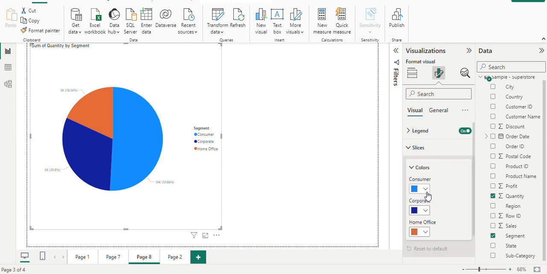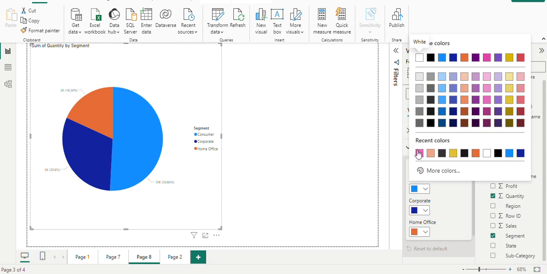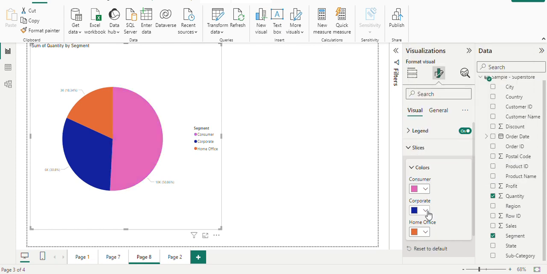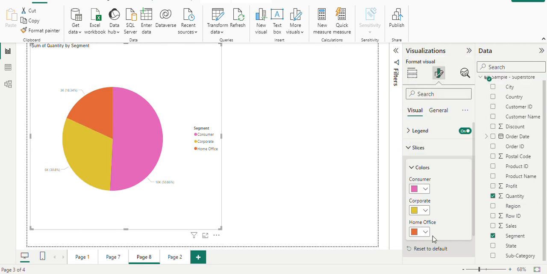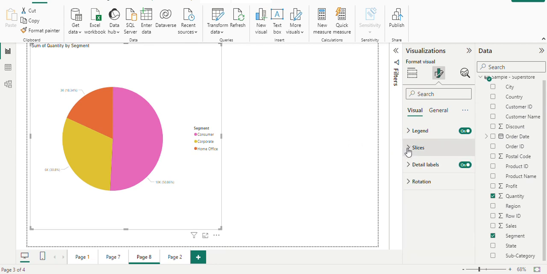So slices, we have these colors, and just for the sake of this, let's change the color. Let's keep it this way. So this is our pie chart. Now one thing we have to identify in the pie chart is we can actually increase the information in the pie chart. So let's format the visual.